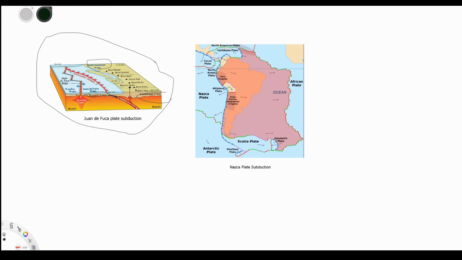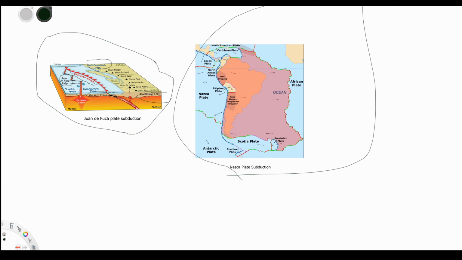Again, it looks pretty complicated, but it really isn't when you look at it. What's happening is this is creating a trench here, this Cascadia Trench, and it's also creating this Juan de Fuca Ridge. It's a ridge under the ocean. So yeah. Then this next one over here is the Nazca plate subduction.